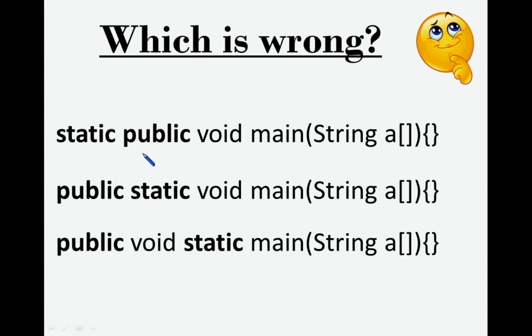Which is wrong? In these three statements, one is wrong. We can define a main method by static public void main, or public static void main, or public void static main. So check it out which is the wrong statement. Only one is wrong. So try to execute and find the answer.